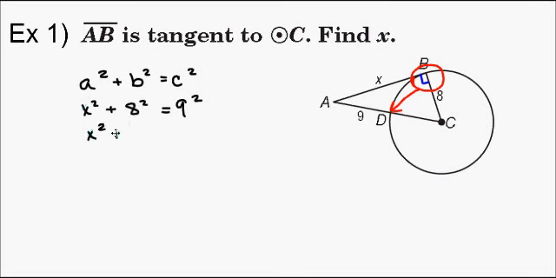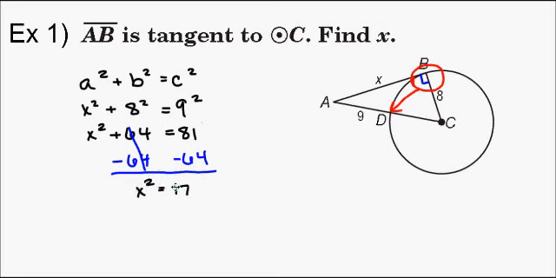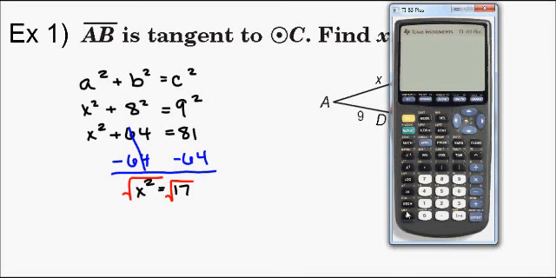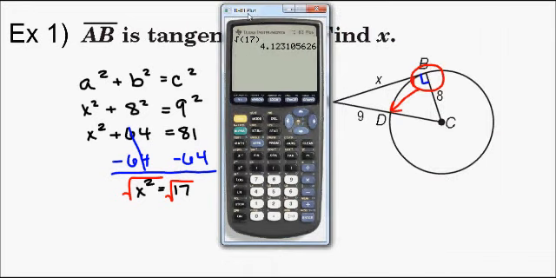X squared just stays the same. 8 squared is 64, and 9 squared is 81. To get x squared by itself, let's subtract 64 from both sides. And I end up with x squared equals 17. Okay. Now if we square root both sides, I'm going to get an ugly decimal. So let's try it just to be sure. But square root 17 is 4.123 and so on. And this doesn't say round to the nearest anything.